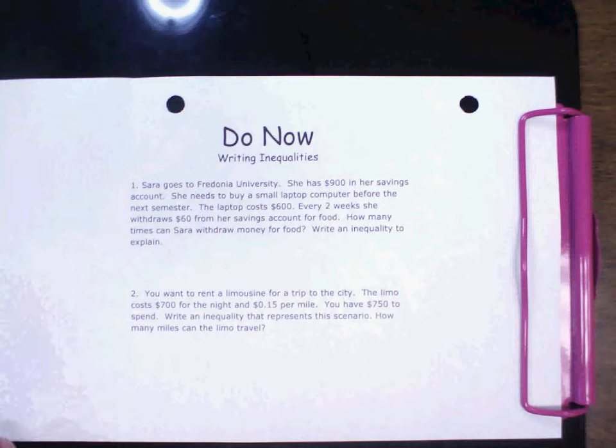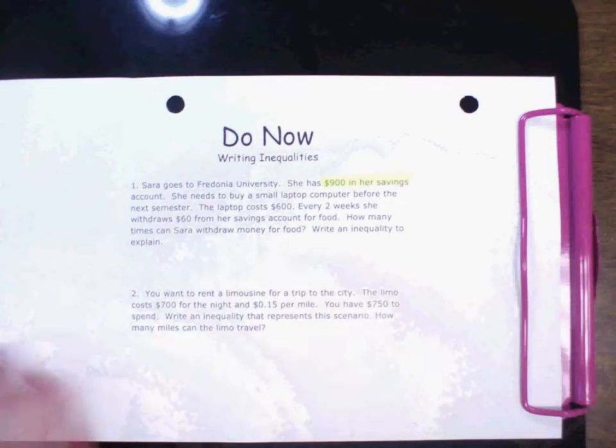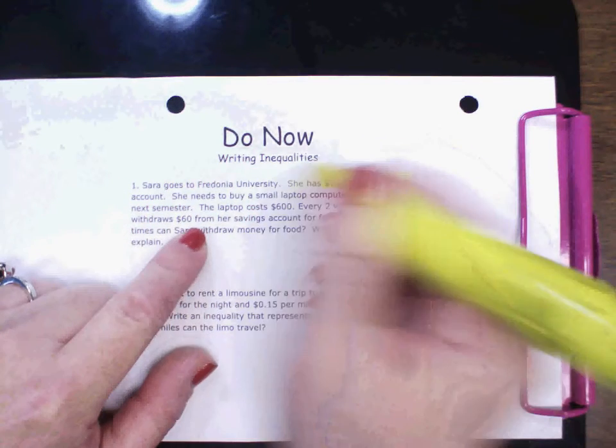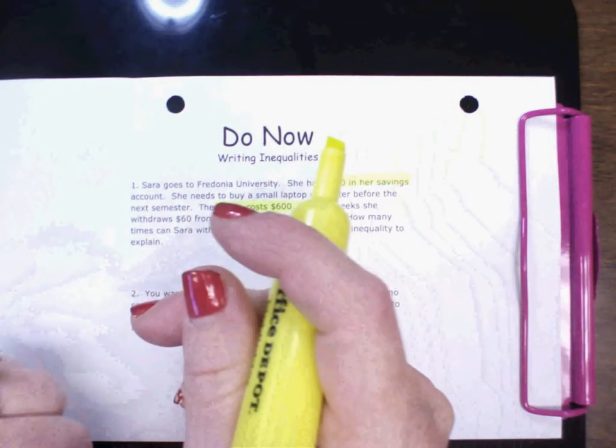Sarah goes to Fredonia University. She has $900 in her savings account. She needs to buy, okay, that's important, she needs to buy a small laptop computer before the next semester. The laptop costs $600.